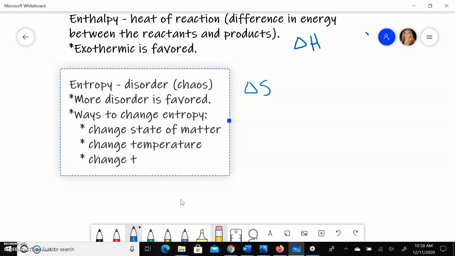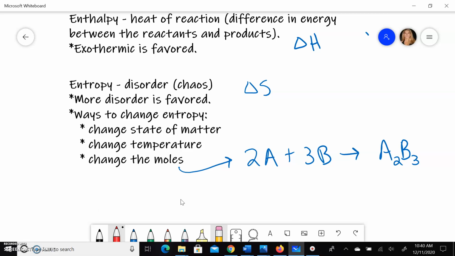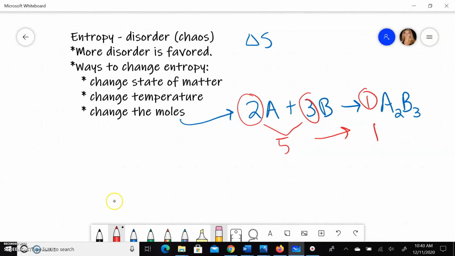And you can change the moles. And by moles, I mean the coefficients in the balanced reaction. So if we had a reaction like this, we're looking at these coefficients. So on the left side, we have a total of 5. On the right side, there's nothing there, so it's just a 1. So we say we went from 5 particles to 1 particle, and so the chaos has decreased, because the more particles you have, the more entropy you have.